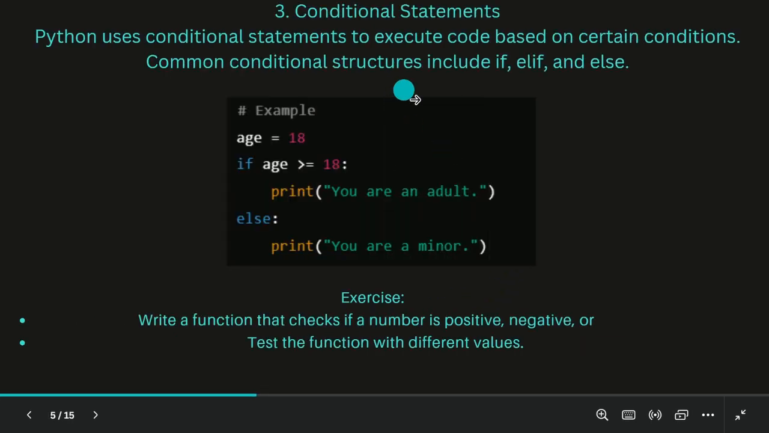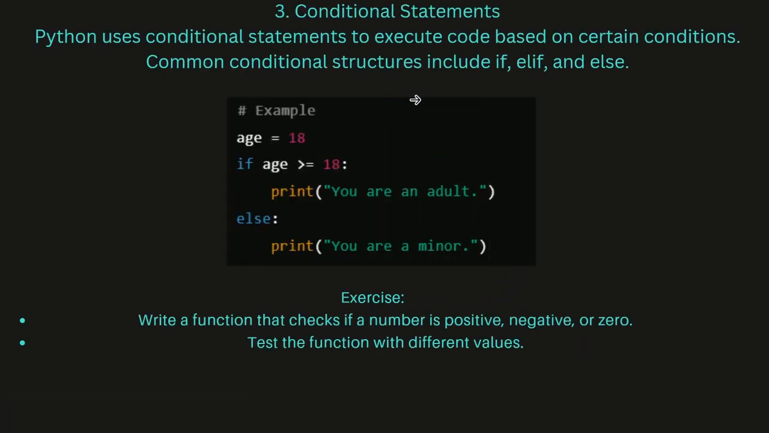And third is conditional statements. Python uses conditional statements to execute code based on certain conditions. So you see the example in which the age is equal to 18. If the age is greater than or equal to 18, then print you are an adult, else you are a minor.